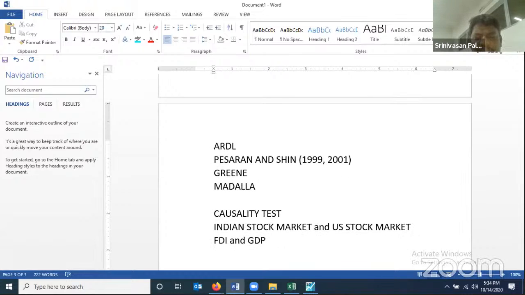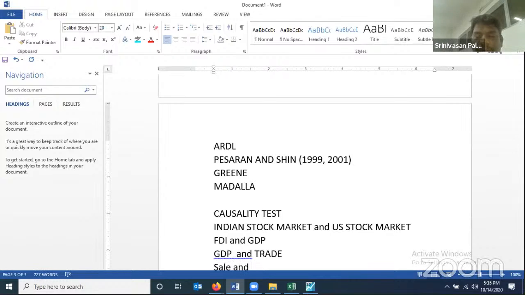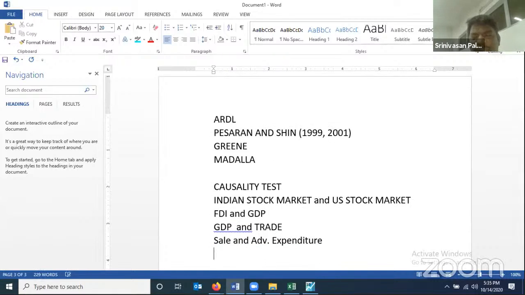GDP and trade, sales and advertisement expenditure. There are many. Please make this point, these are very important. There are many cases where both variables are moving in tandem. Co-movement, I am talking about co-movement. You can apply correlation, but correlation has become very old, so people are applying the causality test.